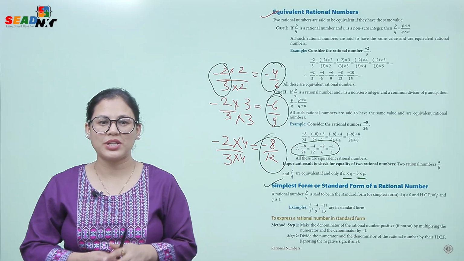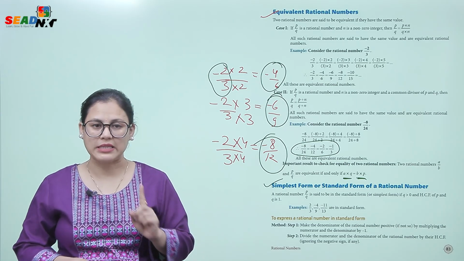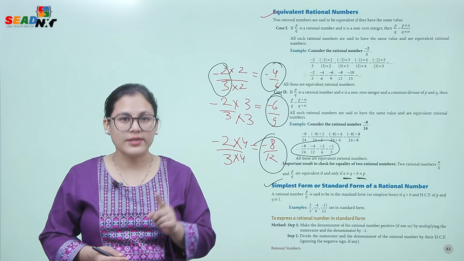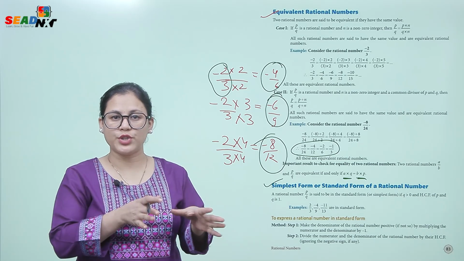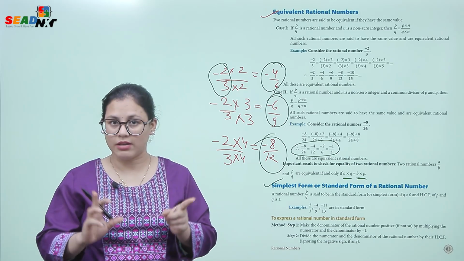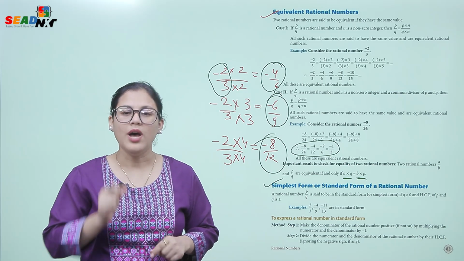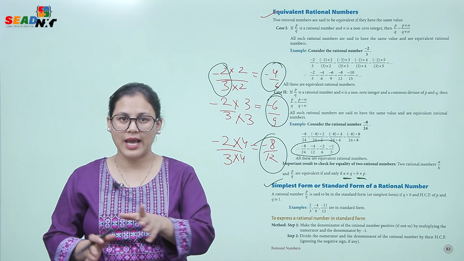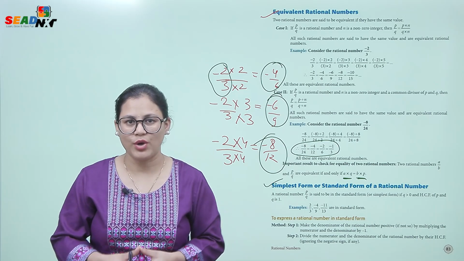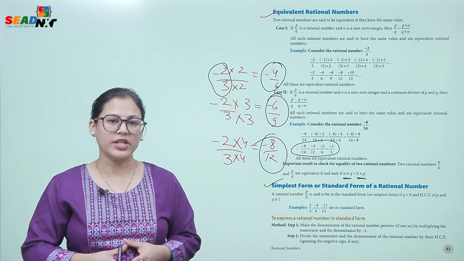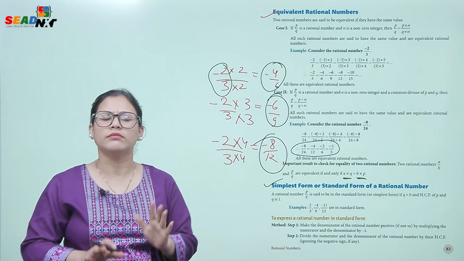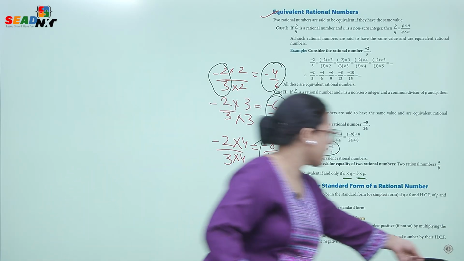Now to express a rational number in standard form, method, step 1. Make the denominator of the rational number positive if not so. Denominator को हमेशा positive करना है अगर वो positive नहीं है तो. How? By multiplying the numerator and the denominator by minus 1. In that case, denominator will become positive. Step 2. Divide the numerator and the denominator of the rational number by the HCF. Means ignoring the negative sign, if any. Okay.